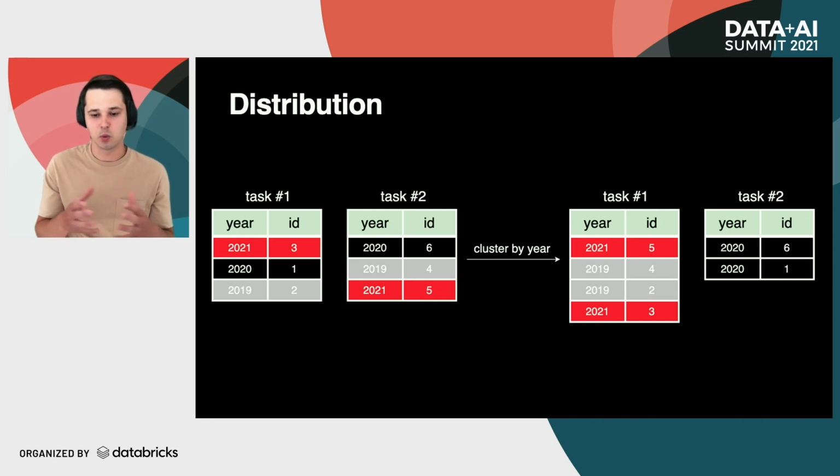It is really important to emphasize that distribution bears no guarantees about the order of the data within tasks. So in our example, records for 2021 are not next to each other. They are in random order. Distribution basically ensures that they are in the same task, but it has no guarantees that they will be next to each other within that task.